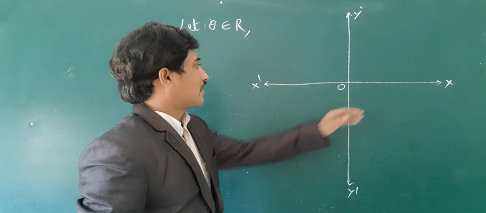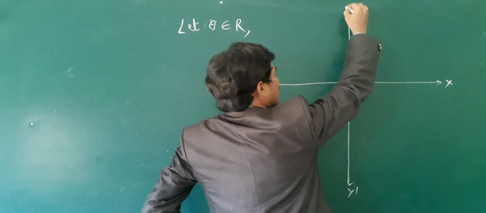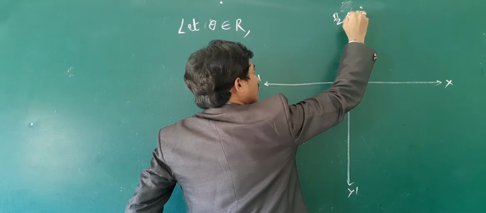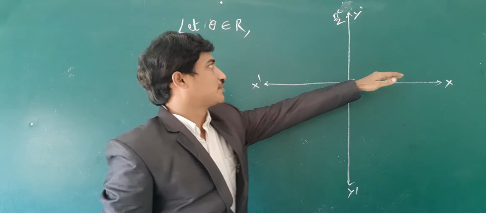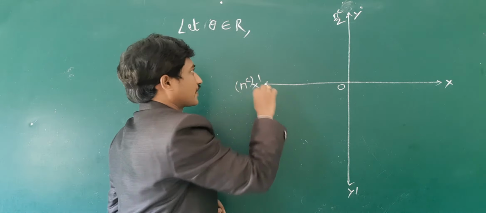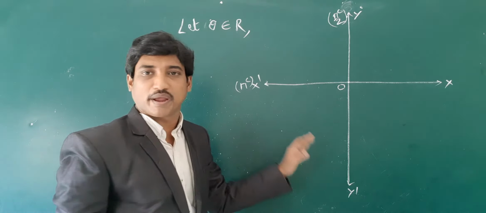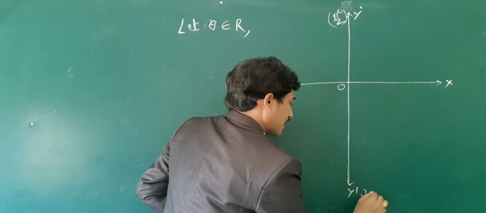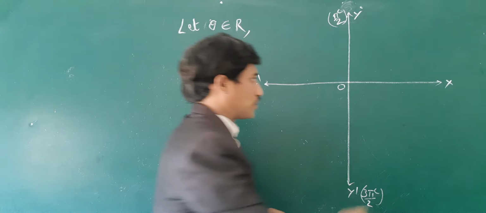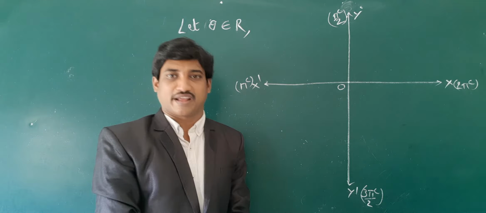Here, the angle at x is 0, at y it is pi by 2 radian. At x dash, next, pi radian, that is pi by 2 plus pi by 2. Pi plus pi by 2 is 3 pi by 2 radian, and 3 pi by 2 plus pi by 2 is 2 pi radian. We call these the quadrant angles.